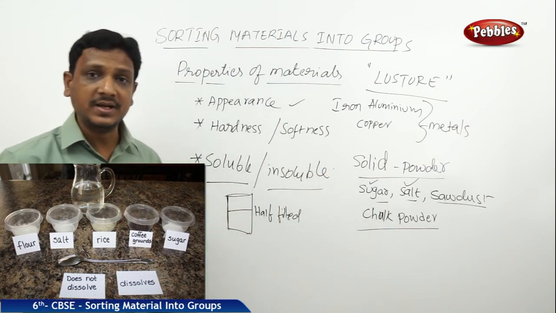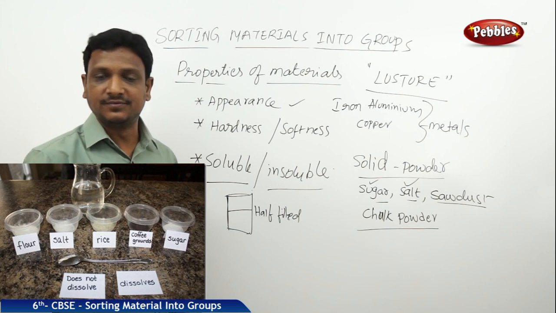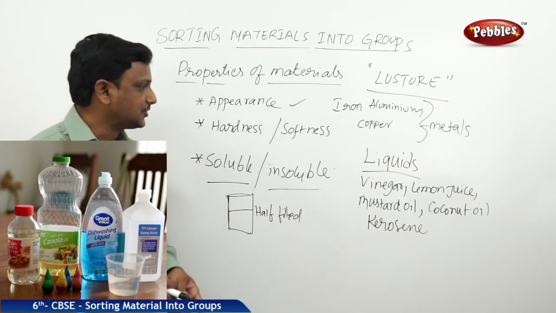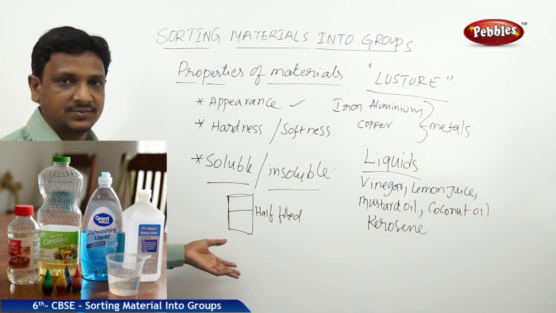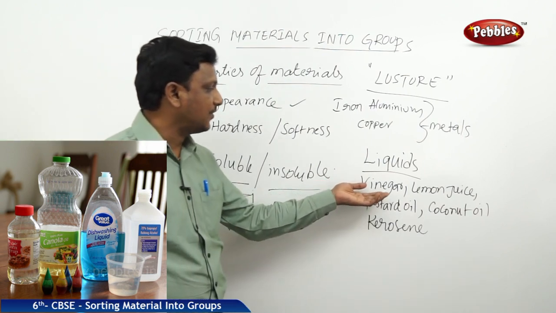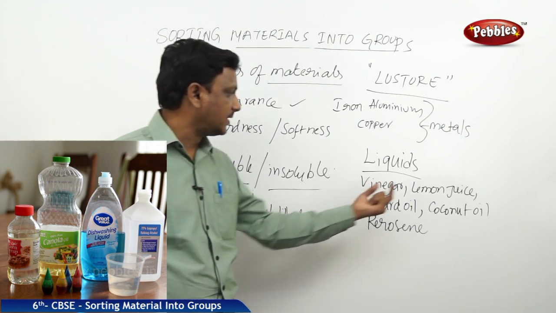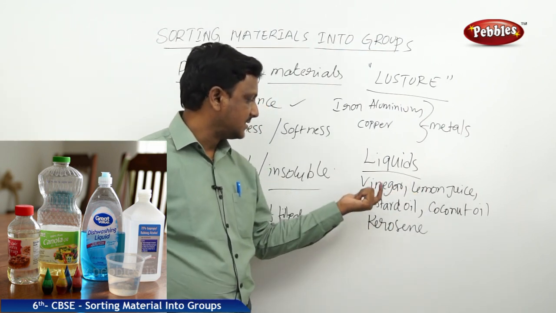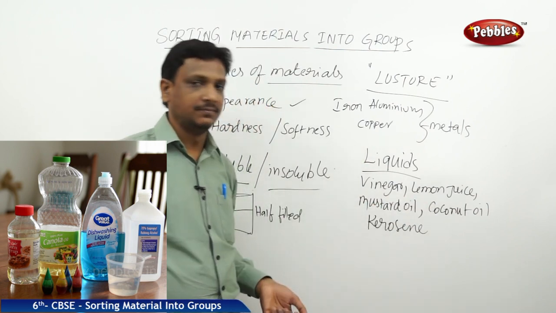And then how about the liquid? Shall we have any test for liquids? Shall we see the solubility of some liquids? Now let us see the solubility of liquids in water. Again, we have taken a glass with water. Then you have taken a spoon of vinegar and mixed it in the water. And one more glass of water, add some lemon juice. See that, add some mustard oil, coconut oil, kerosene.